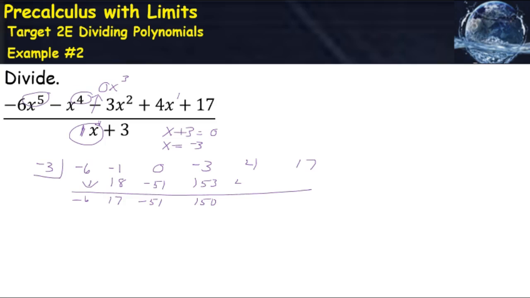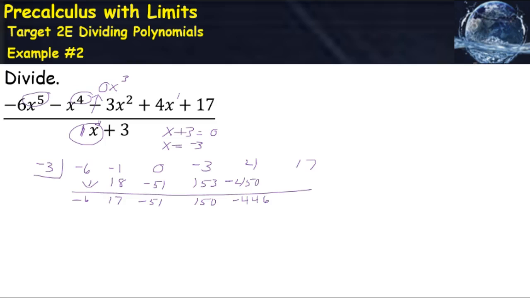Wow, I'm getting some big numbers here. Now I'm going to just pause for a second so I can get a calculator. I did notice a mistake here. Negative 3 times 150 would give me negative 450. And then that would be negative 450 plus 4, and that would be negative 446. Yep, negative 446.